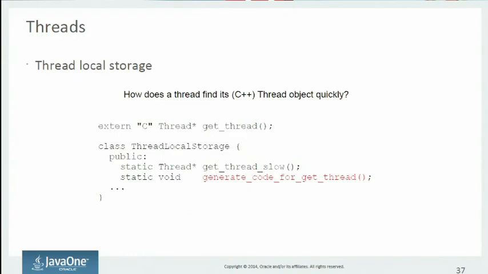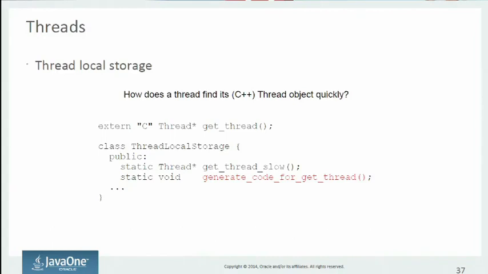So one operation that Hotspot threads do frequently is try to find their thread object. Typically the way you have to do this is you actually have to go to the operating system and say, hey, OS, what thread am I? And it gives you back some kind of thread identifier. And then you've got to look that up in some table to actually find the internal thread object, and then you can manipulate that. So what Hotspot does is it defines platform-specific ways of tracking this down very, very quickly.